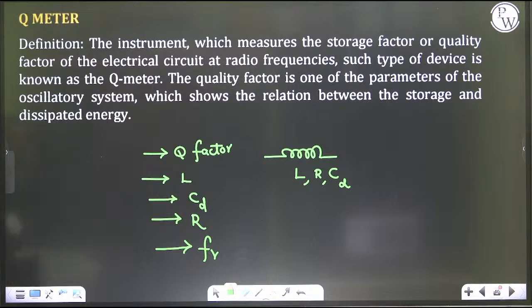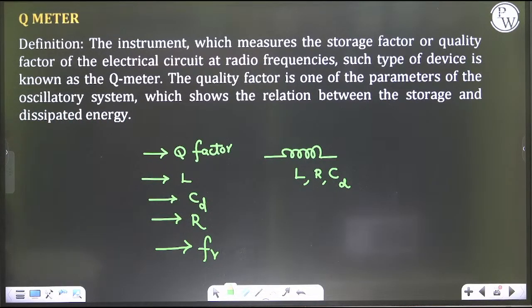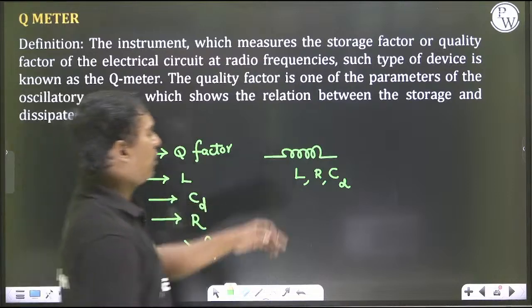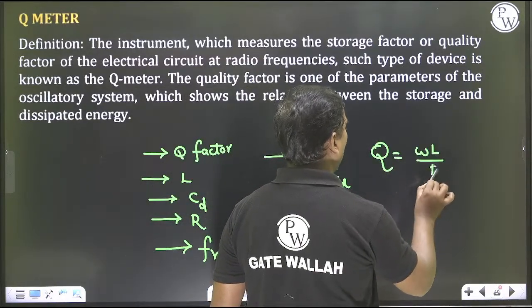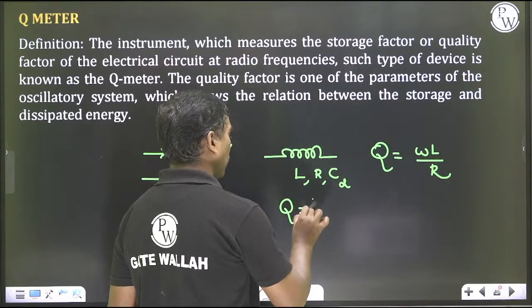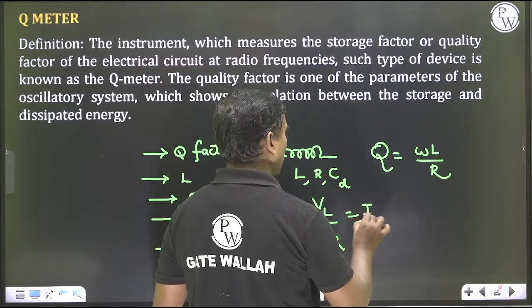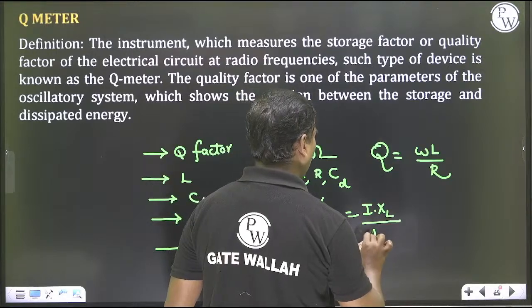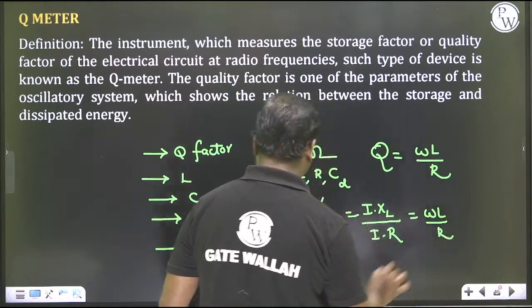So Q meter, the definition: the instrument which measures the storage factor or the quality factor of the electrical circuit. So if you take the Q factor of a coil, Q factor of a coil is nothing but omega L by R. How it came? Q factor is defined as voltage across the inductor by voltage across the resistor. So the voltage across inductor is I into XL and voltage across resistor is I into R. It becomes omega L by R.